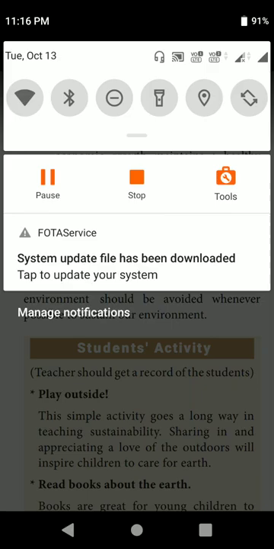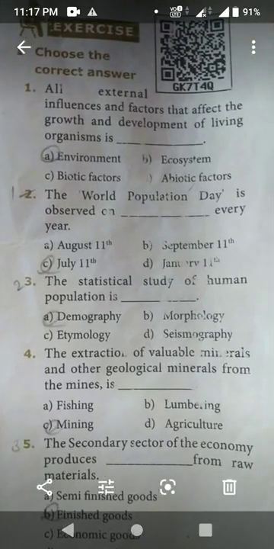Next, we can see the answer to the question. Okay. First, choose the correct answer. First one: all external influences and factors that affect the growth and development of living organisms is dash. That is option A, environment. Next, second one: the World Population Day is observed on dash every year. July 11th, option C. Third one: the statistical study of human population is dash. Demography, that is option A.